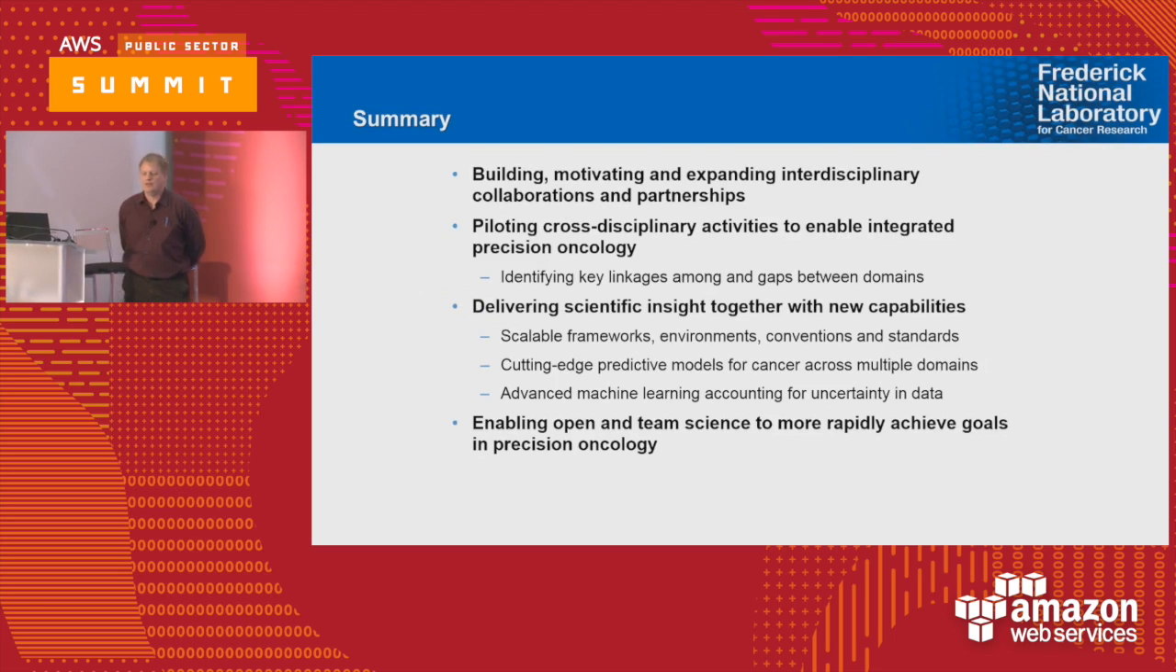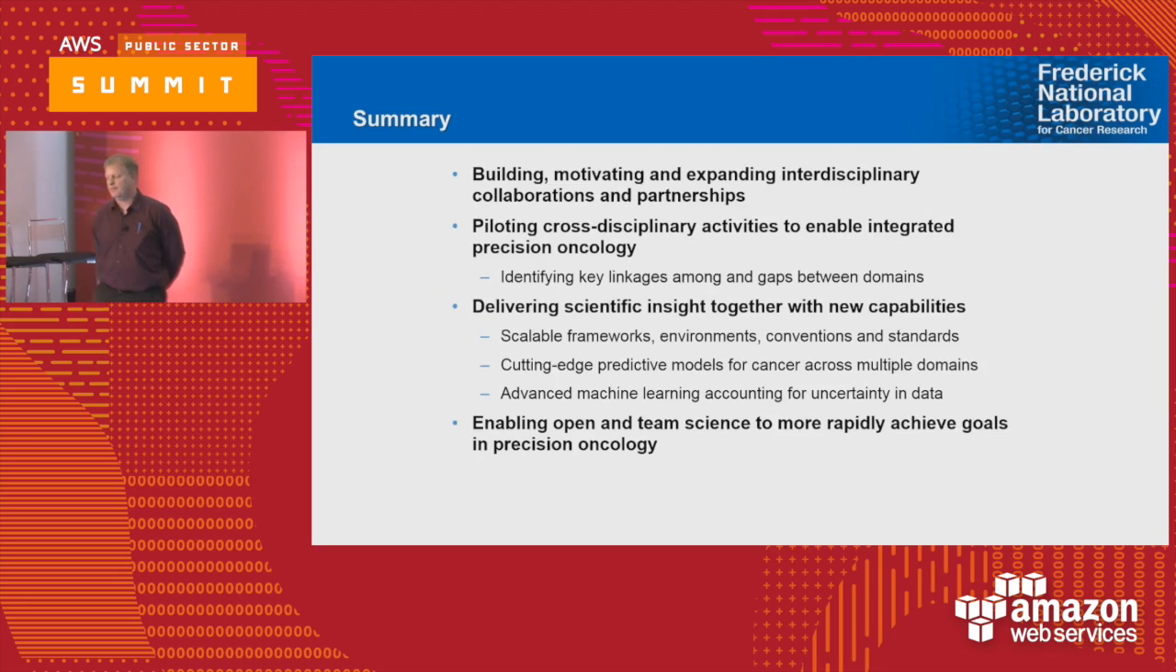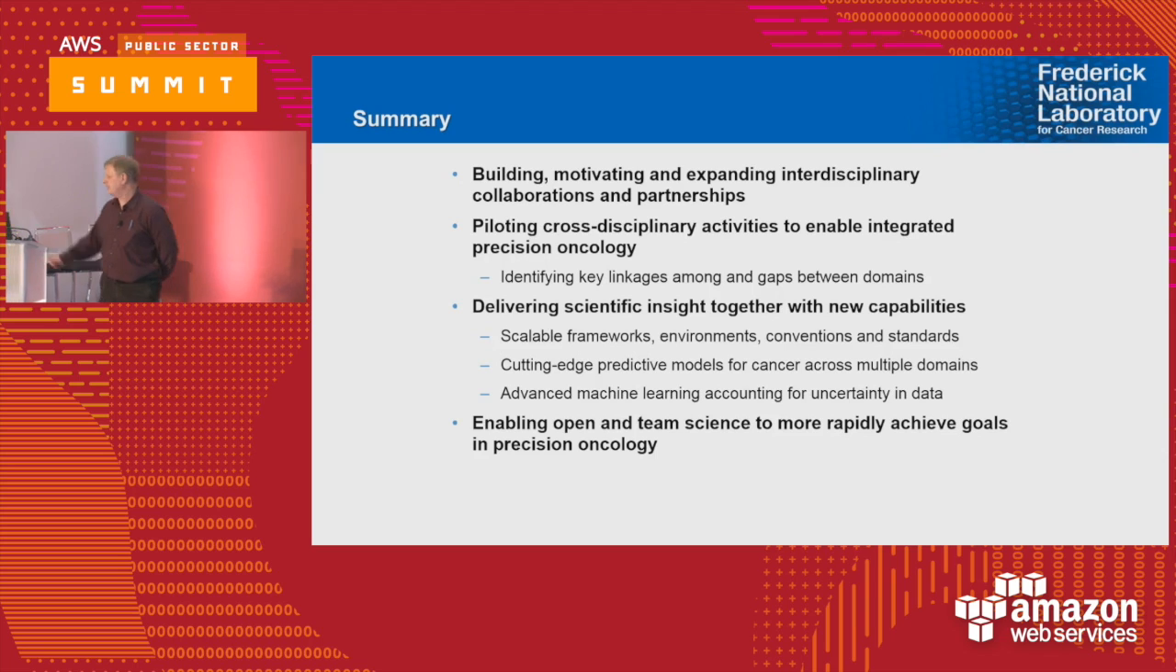So ultimately, in the summary, pulling together how we accelerate cancer research: it's building interdisciplinary partnerships, working together, looking at new technologies and getting new insights from scalable frameworks, cutting-edge predictive models, and even advances in machine learning. So there are efforts underway to take advantage of this.